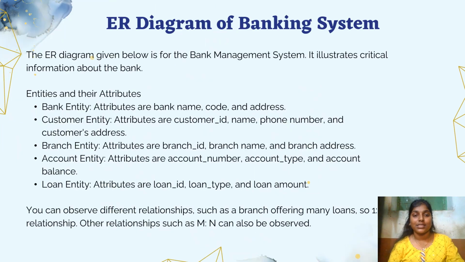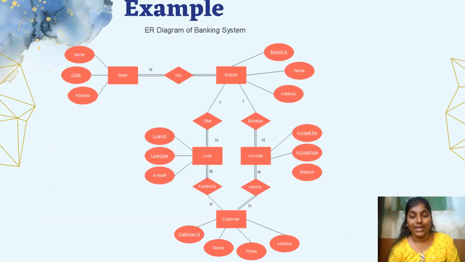So this is another ER diagram, for a banking system. This banking management system illustrates critical information about the bank, that is the bank entity. We have the customer entity, branch entity, account entity, and loan entity. You can take any number of entities and attributes, but I am just taking these, and the relations between them are mentioned below. So in this way I have drawn the ER diagram for the banking system.